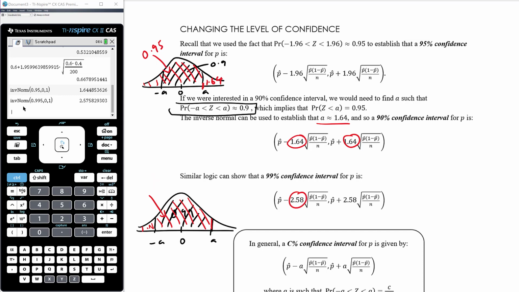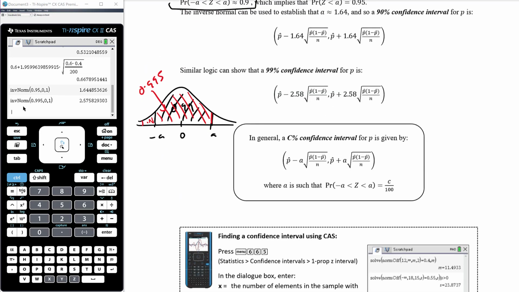Okay, and so we can adjust the level of confidence accordingly. In general, a C% confidence interval for P is given by this, okay? That number there is going to be the value that we get from using inverse normal, where the probability of Z being between negative A and A has to be equal to our level of confidence.